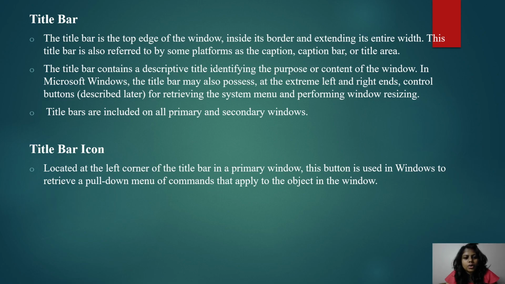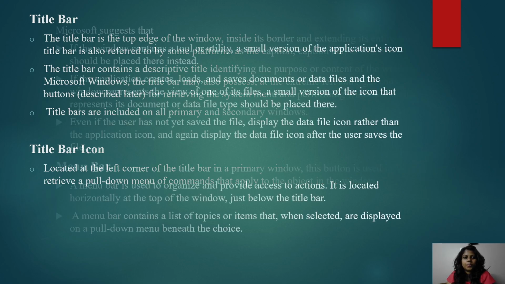Title bar icon, located at the left corner of the title bar in a primary window. This button is used in Windows to retrieve a pull-down menu of commands that apply to the object in the window.